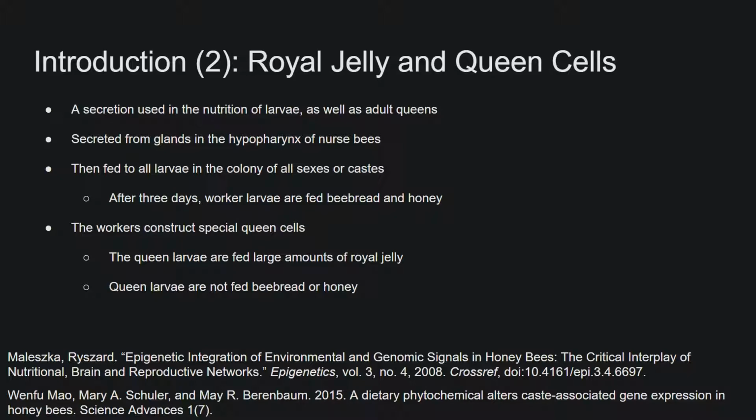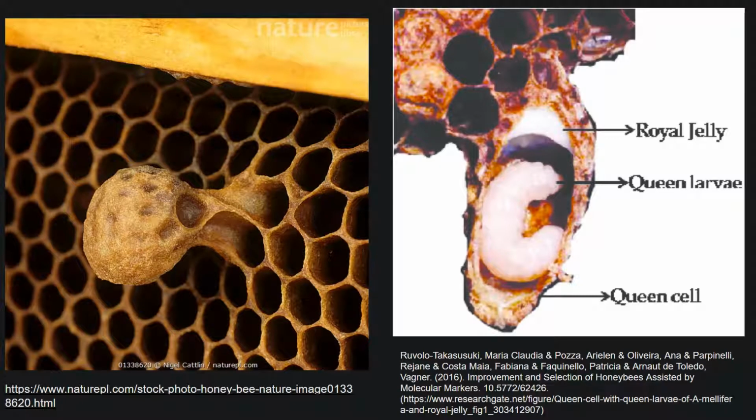After 3 days of being fed royal jelly, worker larvae are fed bee bread. The workers construct special queen cells, and the queen larvae in these cells are fed large amounts of royal jelly but are not fed bee bread or honey. The left figure is the outside view of a queen cell, and the right figure is a picture of the inside of a queen cell, where you can see the royal jelly and larva.